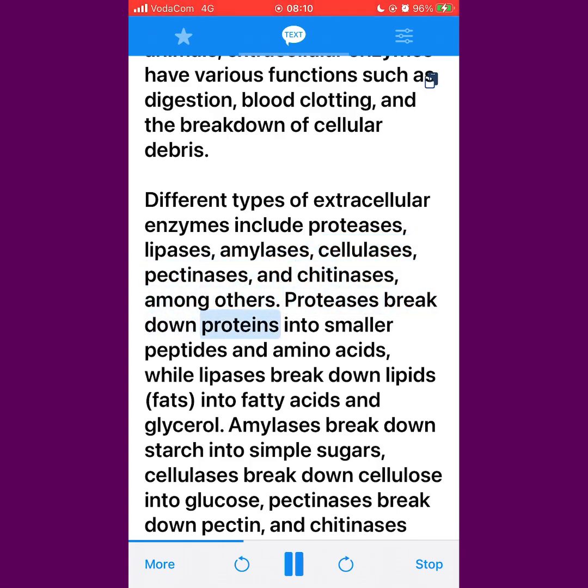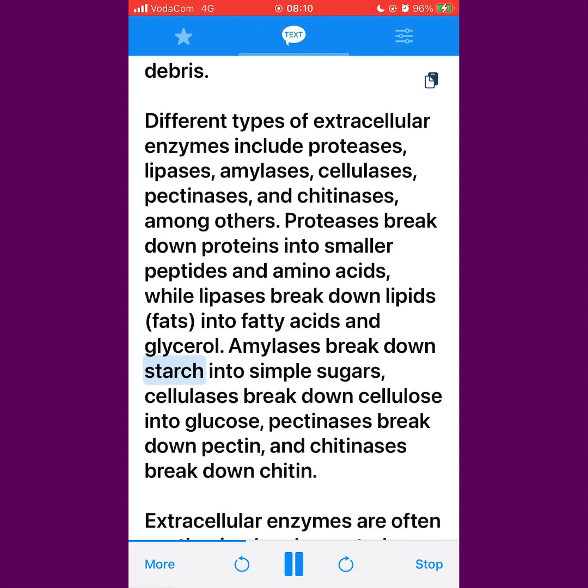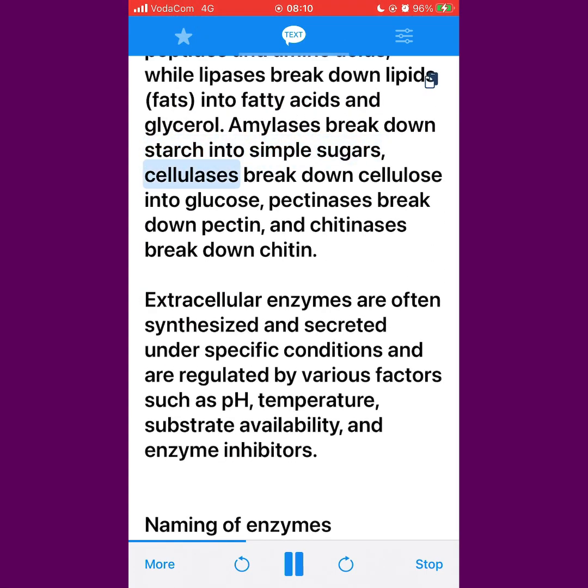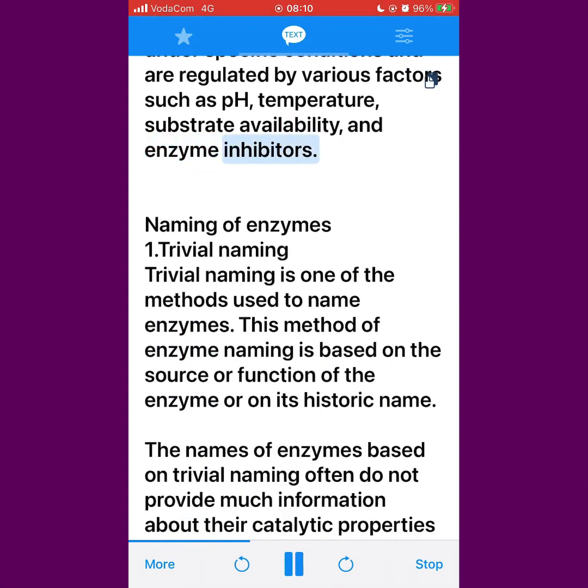Proteases break down proteins into smaller peptides and amino acids, while lipases break down lipids, fats, into fatty acids and glycerol. Amylases break down starch into simple sugars, cellulases break down cellulose into glucose, pectinases break down pectin, and chitinases break down chitin. Extracellular enzymes are often synthesized and secreted under specific conditions and are regulated by various factors such as pH, temperature, substrate availability, and enzyme inhibitors.